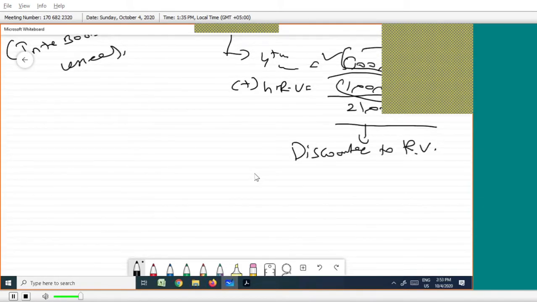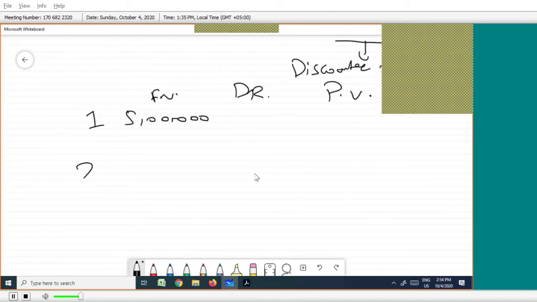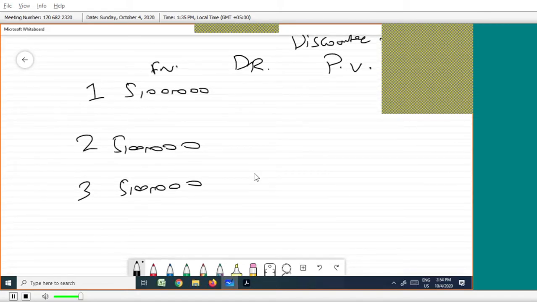Got it? After first year end, I am going to pay 5 lakh. Future value. After 1 year, 5 lakh. What is the present value? Discount rate. Present value. Then after 2 years, I am going to pay 5 lakh. Future value. What is the present value? Discount rate. You will have to get it. After 3 years, I am going to pay 5 lakh. Apply discount rate. You will get present value.